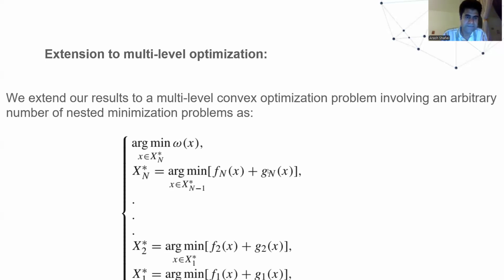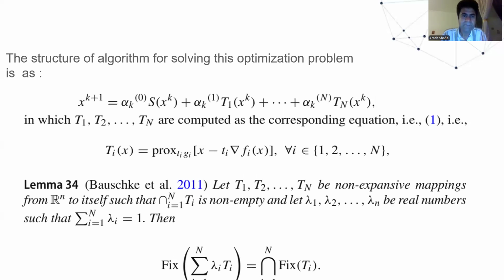So the iteration for solving this multi-level optimization is this iteration with step sizes alpha k0, alpha k1, and so on, alpha kn. Also here we use the proximal gradient operator to solve this algorithm.